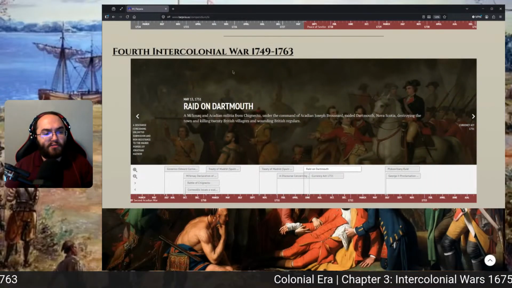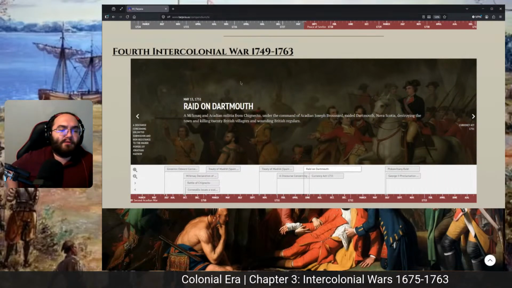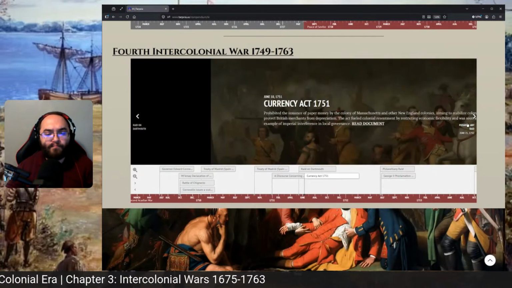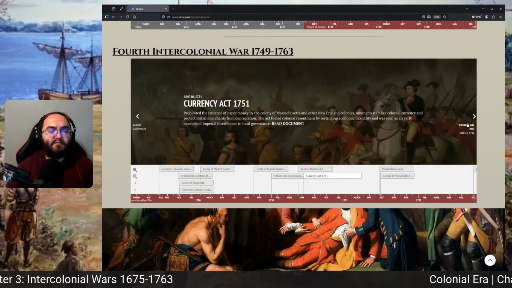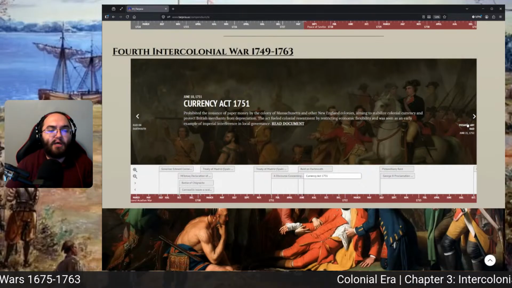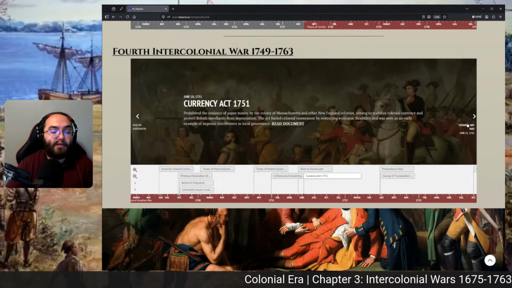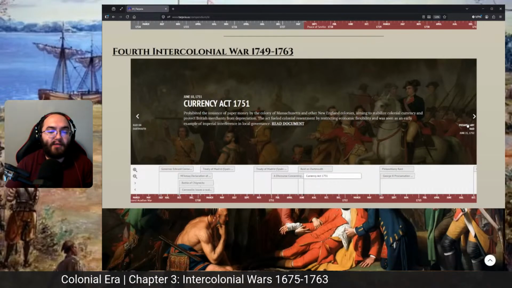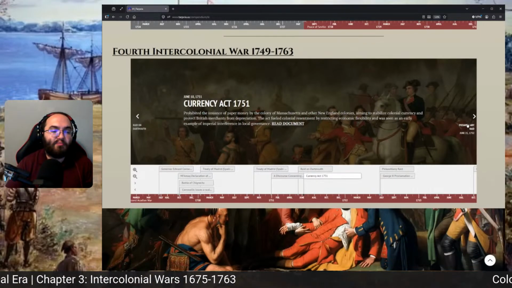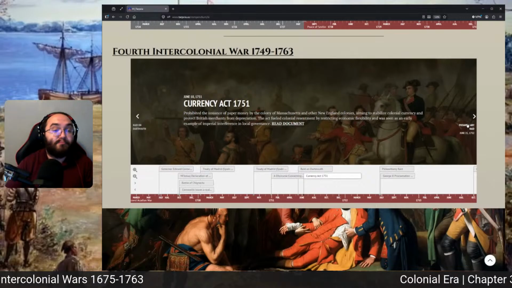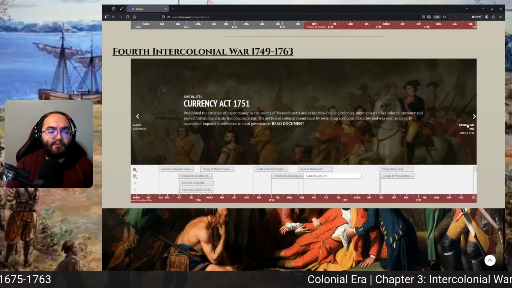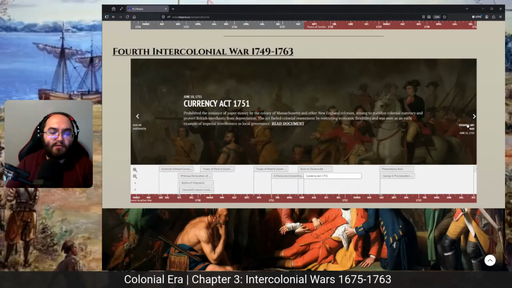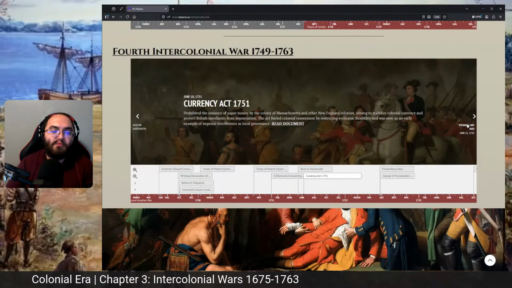Then you have the raid on Dartmouth. This is yet another raid during the Second Acadian War. You have the Currency Act of 1751, which prohibited the issuance of paper money by the colony of Massachusetts and other New England colonies, aiming to stabilize colonial currency and protect British merchants from depreciation or inflation. The act fueled colonial resentment by restricting economic flexibility and was seen as an early example of imperial interference in local governance.